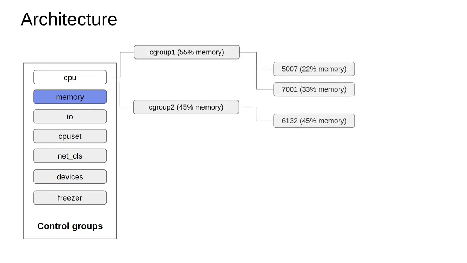The next important concept is memory. Here the memory has been divided into two groups, the first group getting 55% of the memory and the second group getting 45%. Since 6132 is the only process associated with cgroup 2, it gets the entire 45% of the memory it is entitled to. However, 5007 and 7001 depend on how you have configured them. Let's say 5007 has been allocated 40% of the available 55%, and 7001 has been allocated 60% of the available 55% memory. Then 7001 will effectively get 33% of the total memory available on the system, as against 22% for process 5007.